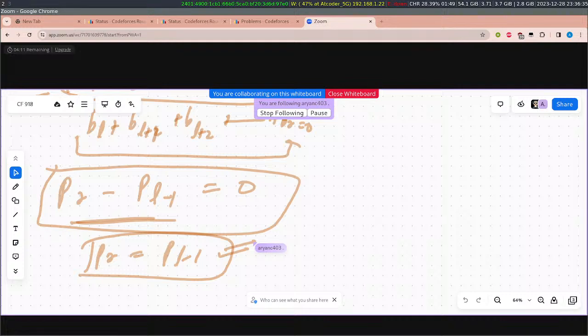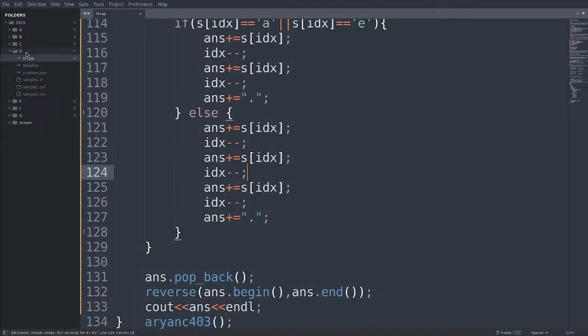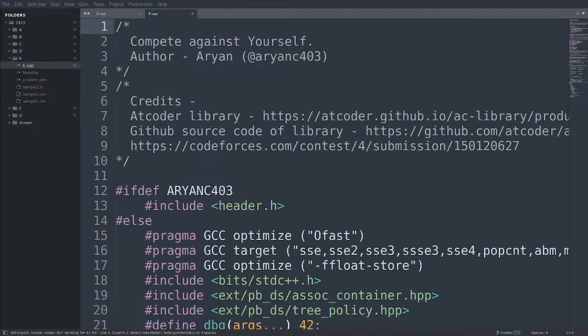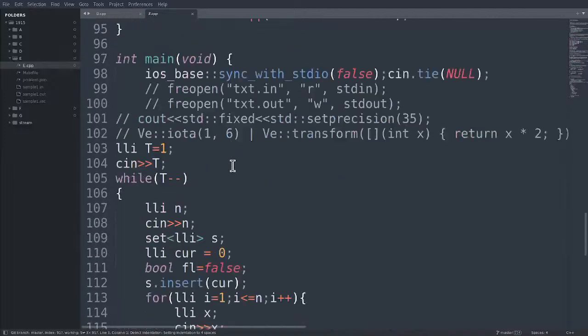Any questions on the idea before I try to code this part? I will move on to coding this one.